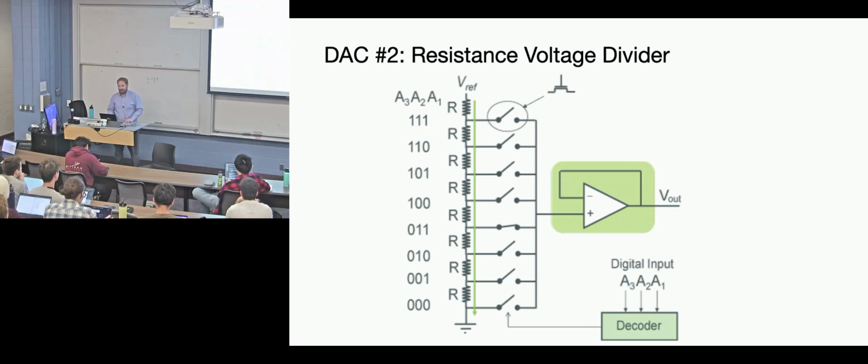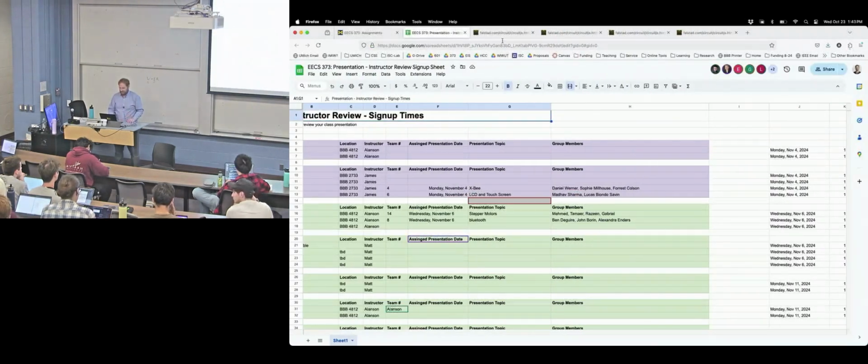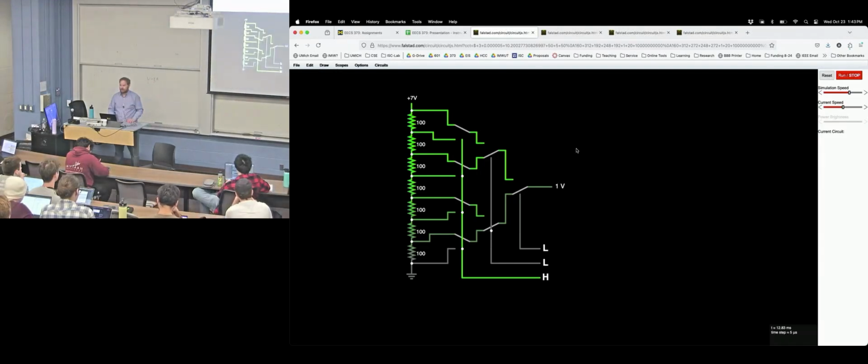What questions do you have? Yes? Does the buffer serve to amplify our signal because we lost a lot due to the resistors? It doesn't amplify. Let's look at this one and then it'll answer, then ask your question, okay?